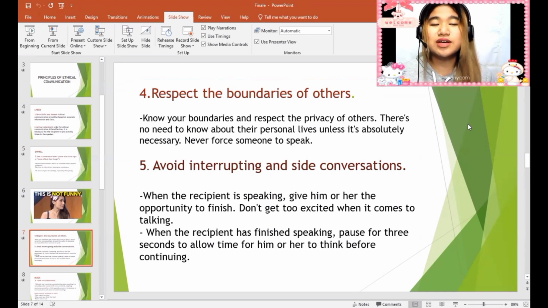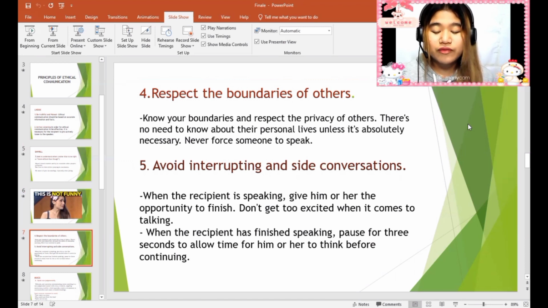So there are times that we are so excited to talk more about ourselves, and we tend to forget the other people's opinion or our recipient. So when the recipient is speaking, give him or her the opportunity to finish. Don't get too excited when it comes to talking, because if we keep on doing that, then that is a bit selfish. Okay?